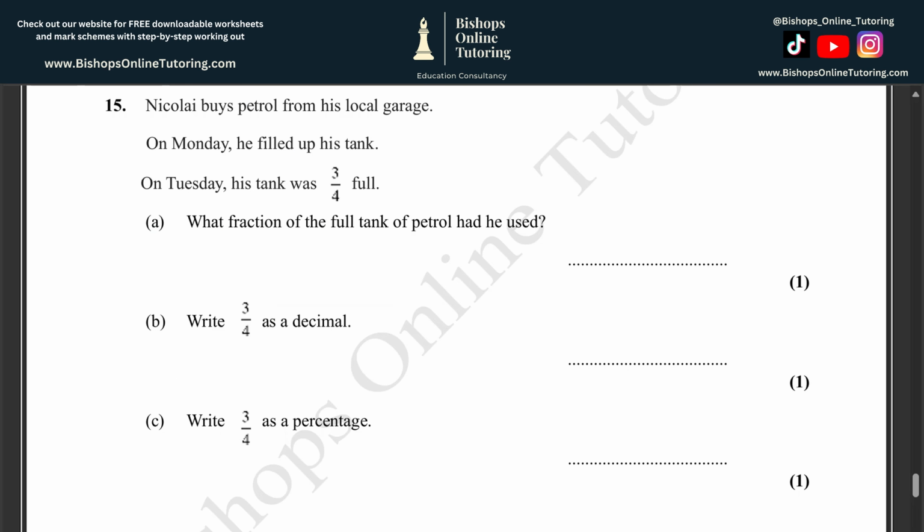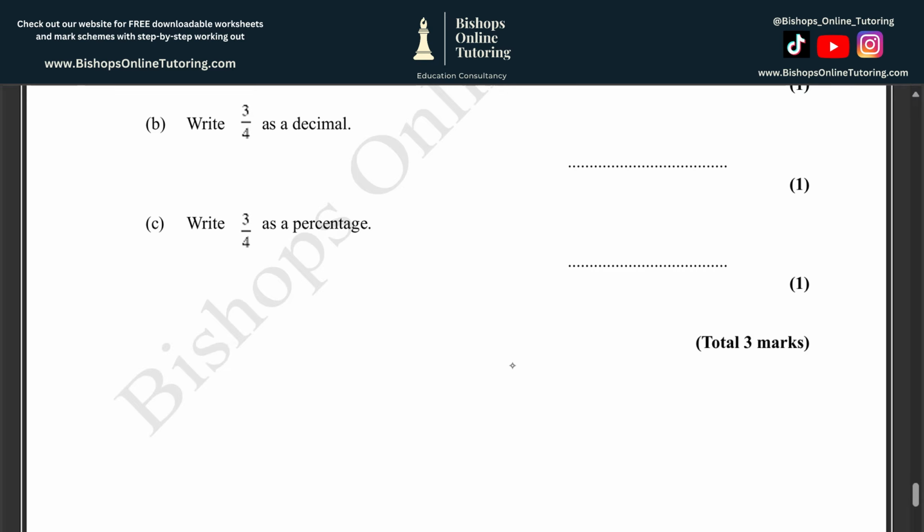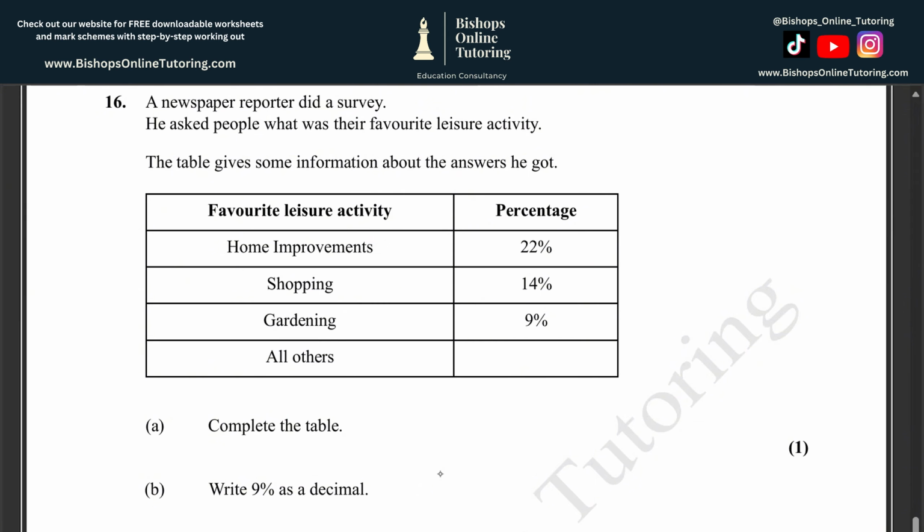Nikolai buys petrol from his local garage. On Monday, he filled up his tank. On Tuesday, his tank was 3/4 full. What fraction of the full tank of petrol had he used? Well, he used 1/4. Write 3 over 4 as a decimal. That's going to be 0.75. Write 3 over 4 as a percentage. That will be 75%.